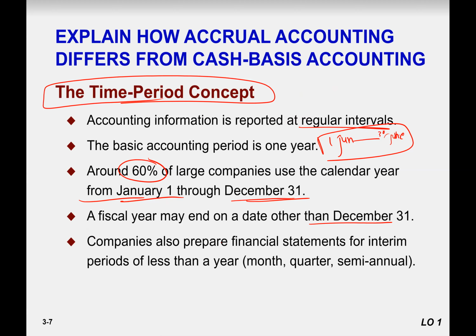Companies also prepare interim period statements, or called interim statements. For example, a 1 month income statement, 1 month retained earnings statement, 1 week balance sheet, right? But the requirement is that you have to publish the annual income statement. That's it. The monthly, quarterly, or semi-annual ones are for internal purposes.